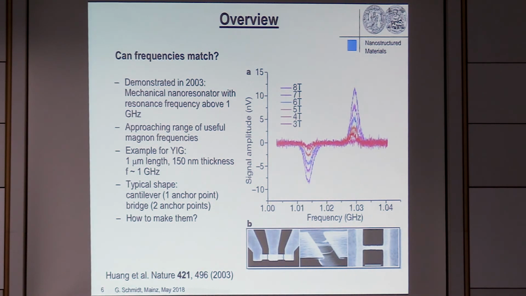And typical shape for nanoresonators is either a so-called cantilever, where you have one anchor point at one end, or a bridge with 2 anchor points at both ends. And now the question is how you can make these structures and how you can make them small.